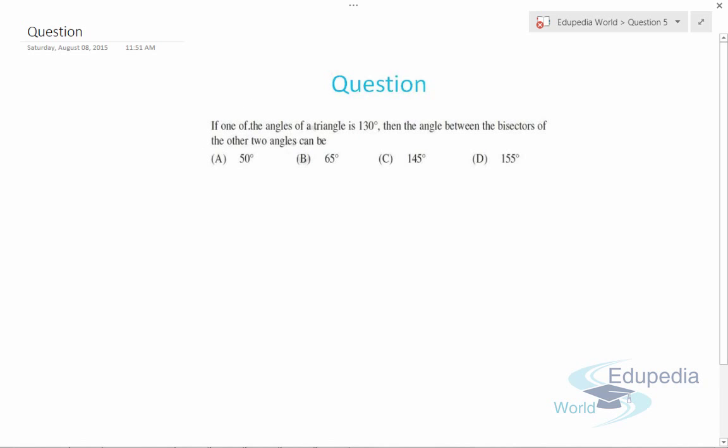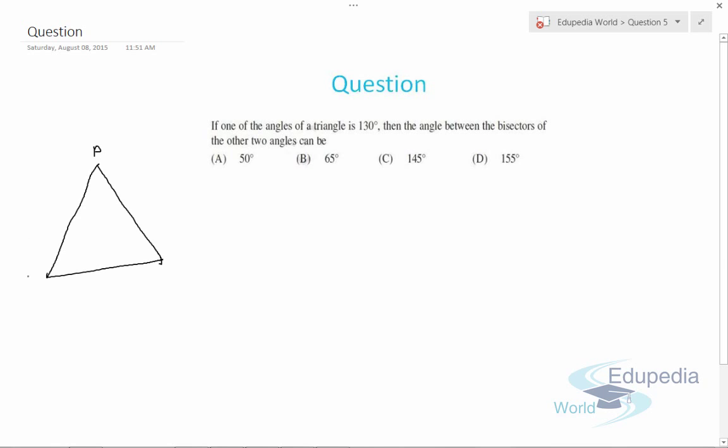The question number 5 says that if one of the angles of a triangle is 30 degree, then the angle between the bisector of the two angles can be. Now it's a very good question. Suppose we have a triangle like this.